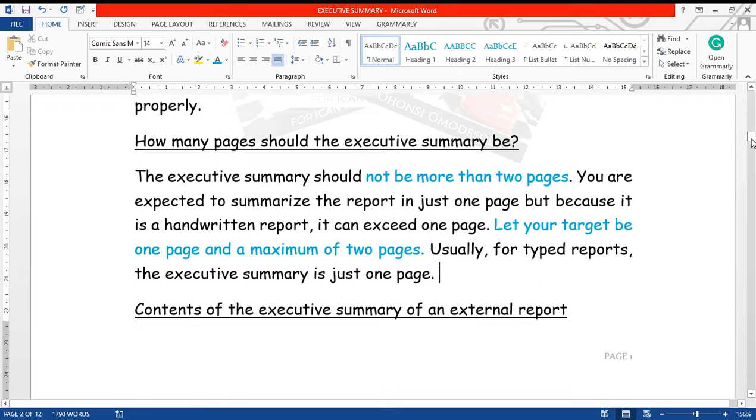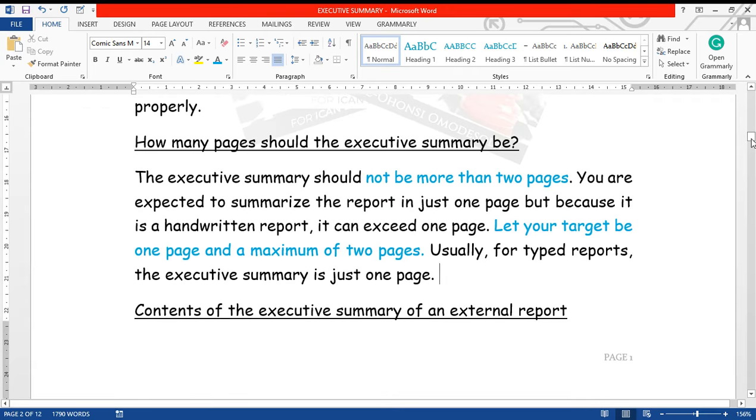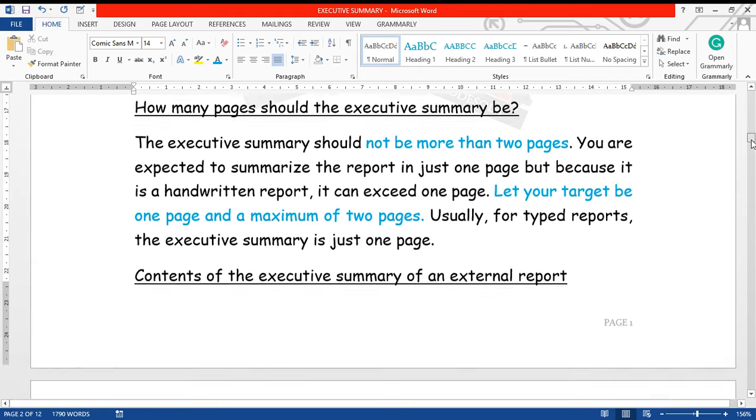Do you understand? Because if you're trying to solve the problem that the executives don't have enough time to read lengthy reports, and you're giving a lengthy executive summary, you're solving a problem with a problem. So it should not be more than 2 pages. So that's the number of pages your executive summary should be.